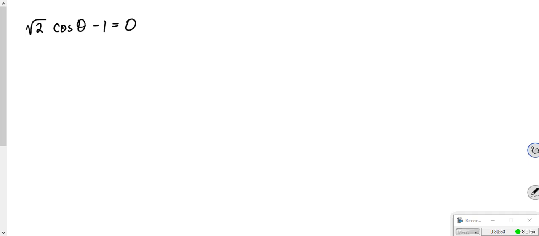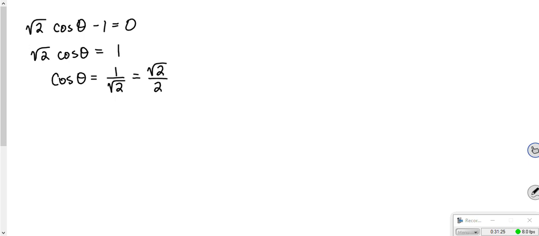Now, we need to solve for cosine theta. So everything else needs to be moved off. It's almost as if I had root 2 times x minus 1 equals 0 and we were solving for x. Okay, so first step is to just move the 1 over. Okay, then I've got to divide by the root 2. I'm just trying to solve for cosine. Now, 1 over root 2 we know is root 2 over 2.